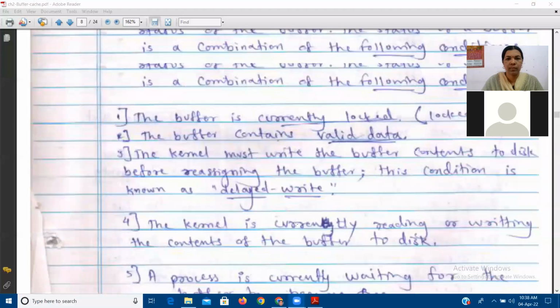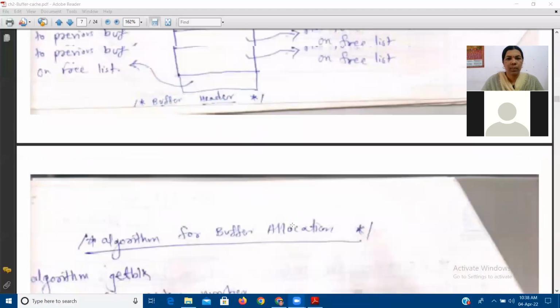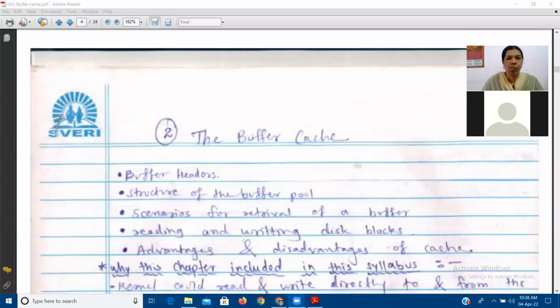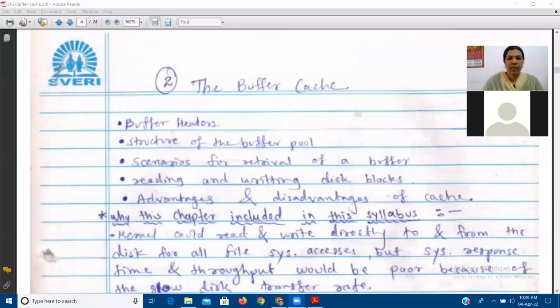Yes, ma'am. Okay, we are going to start the second chapter today. So again, in your notebook, note it down. Name of the chapter: buffer cache. Under that, we are going to discuss the points: buffer headers, structure of the buffer pool, scenarios for retrieval of a buffer, reading and writing disk blocks, and last point, advantages and disadvantages of buffer cache. Note it down, all of you.